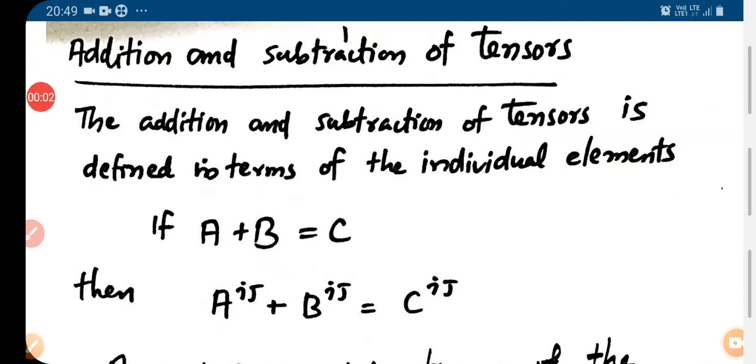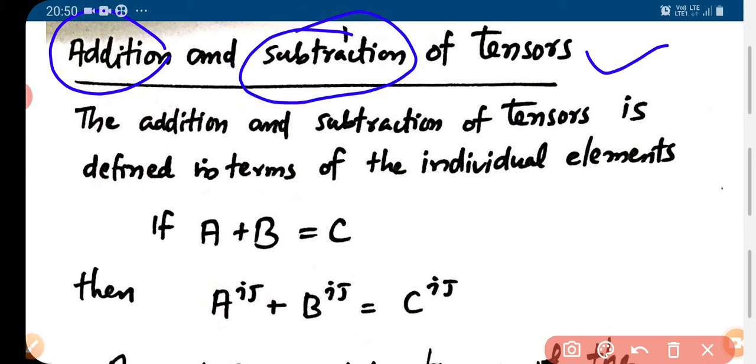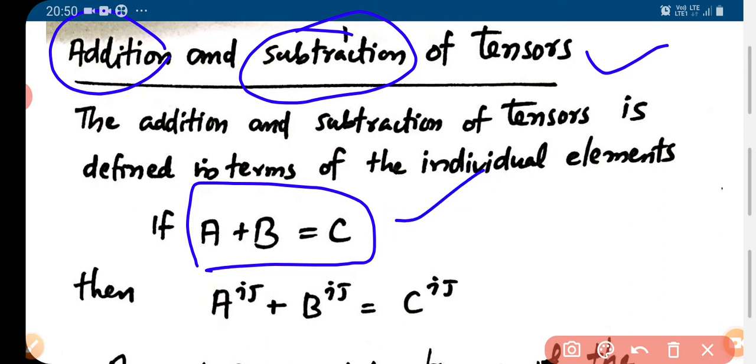Now let's see a few properties of tensors. First of all, we see addition and subtraction of tensors. Two tensors can be added, and a tensor can be subtracted from another tensor. A plus B equals C. A and B are two tensors, and when we add these two tensors we get C.